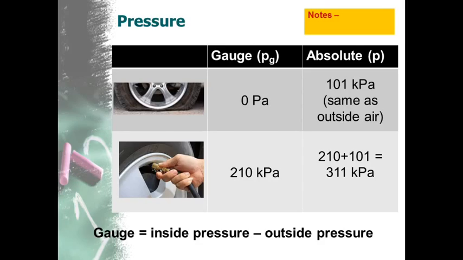container. So if we have a flat tire, we have a gauge pressure of 0 pascals because the pressure of the air inside the tire is the same as the pressure of the air outside the tire. So the air is exerting no net force on the sides of the tire.